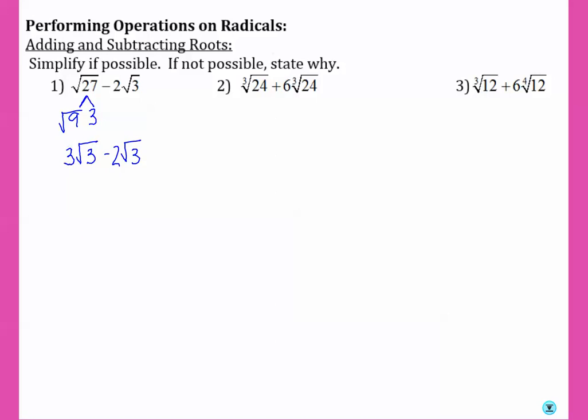And then we're going to treat this kind of like variables. We're just going to subtract the coefficients. So 3 minus 2 is 1, so we just have 1 square root of 3.